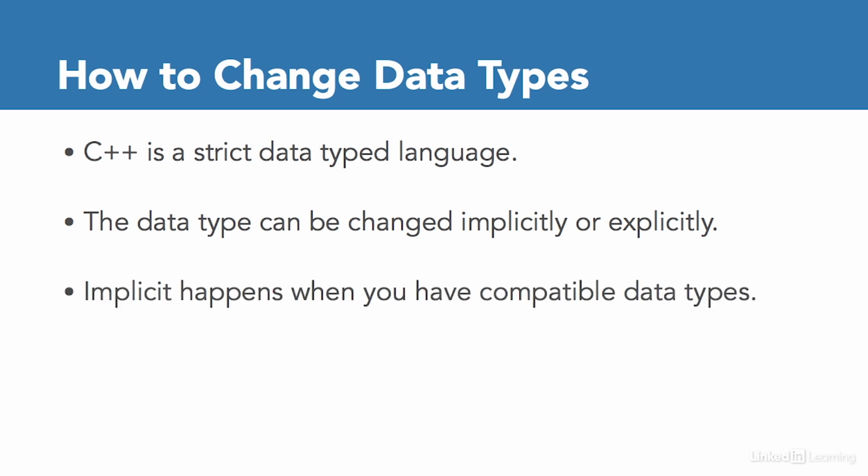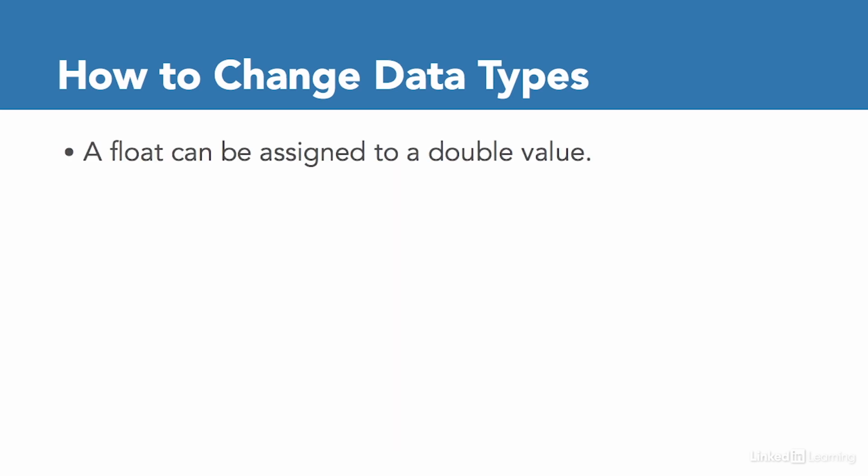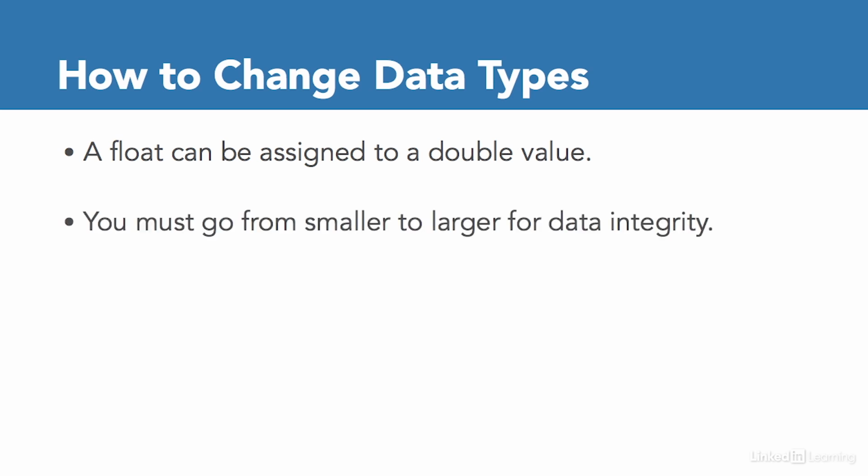An implicit conversion happens when we have compatible data types, such as short and int. We can create a short variable and assign it to an integer variable. C++ will automatically change the data type. The same is true with a float that is stored as a double. But you must be careful to go from a smaller type to a larger type to keep data integrity.